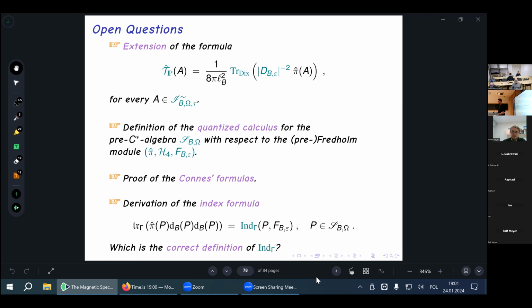I get it. So Thomas, you were alluding to the situation where there is some group acting, your operator is equivariant, and then its index takes values not in Z but in the K theory of the group ring, the representation ring, something like that, yes? In the representation ring, yes. So here that is not the case. No, it's not the case.